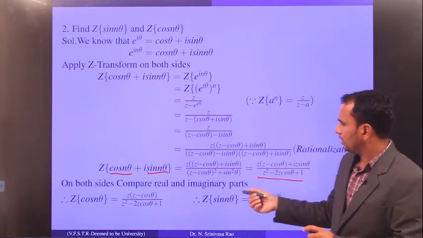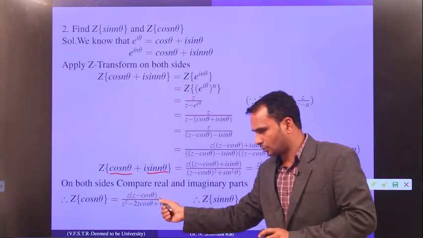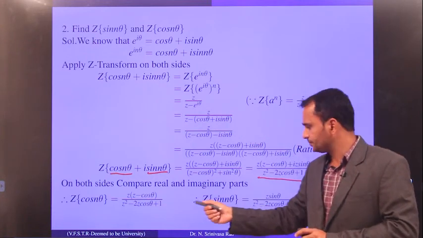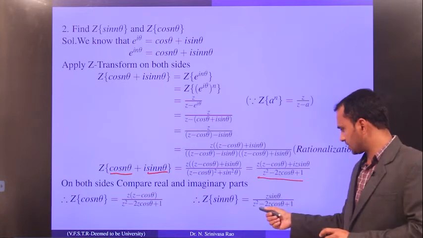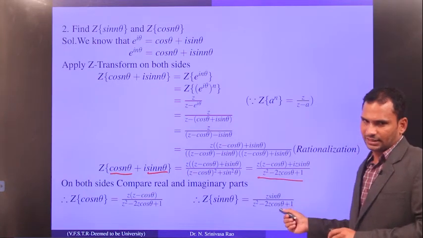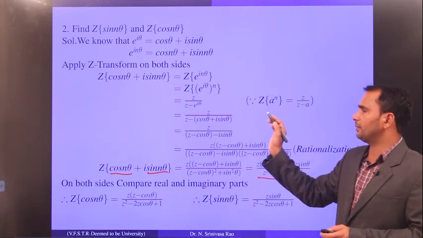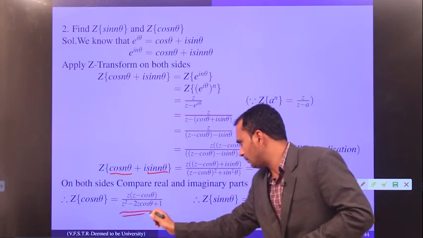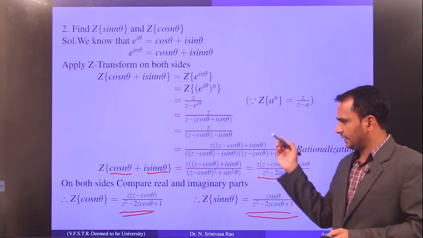So Z of cos n theta is Z into Z minus cos theta divided by Z square minus 2z cos theta plus 1. Similarly, Z of sin n theta is Z sin theta by Z square minus 2z cos theta plus 1. This is a very important example. Everybody remember this, and also we have to remember these two formulas, as we are going to apply them in examples.